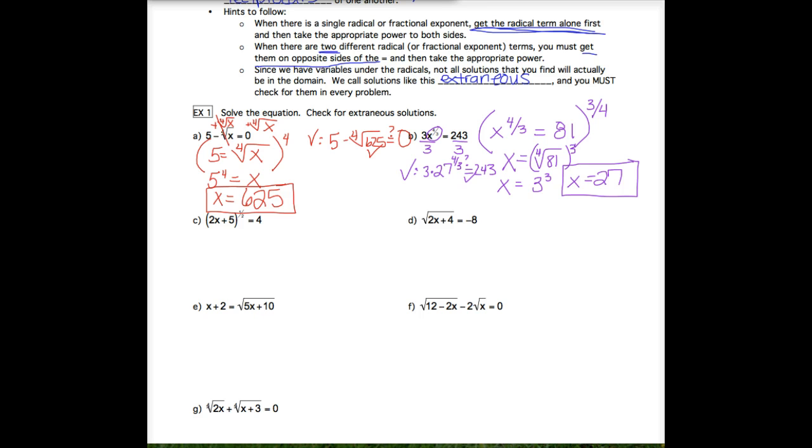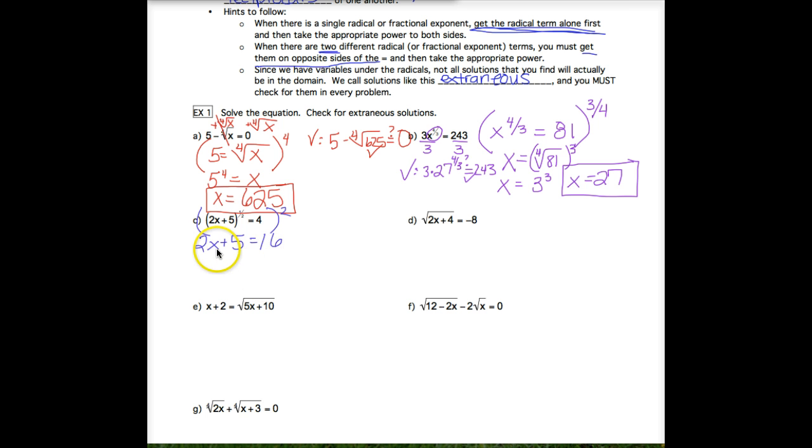All right, moving on to C here. Again, just one radical term, in this case fractional exponent. Do not try to distribute anything. We're just trying to get rid of this. So the radical term is already alone here. So that means I can go ahead and just take the appropriate power on both sides. The reciprocal of 1/2 is 2. So I'm going to square both sides. So on the left side, the 1/2 power and the second power cancel. So I've got 2x plus 5 by itself. On the right side, 4 to the second power equals 16.